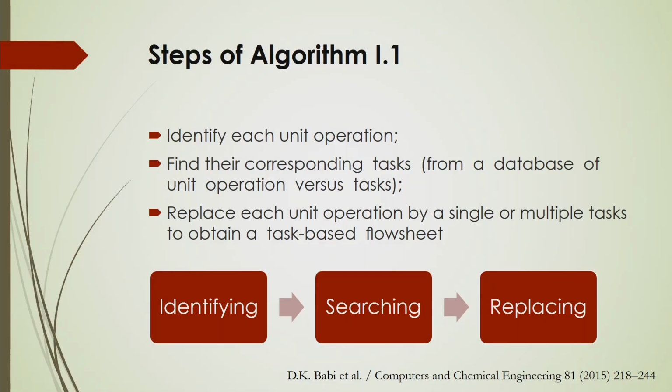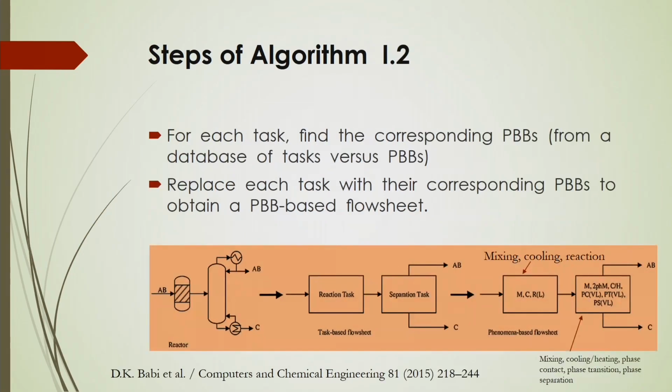In this case, identify each unit operation, and after that you have to search the corresponding tasks from the database of unit operation versus various tasks, and then replace each unit operation by single or multiple tasks to obtain a task based flow sheet. So, these are the identification, searching and replacing, these 3 steps to be considered whenever you are using algorithm 1.1. Now, what are the steps of algorithm 1.2?